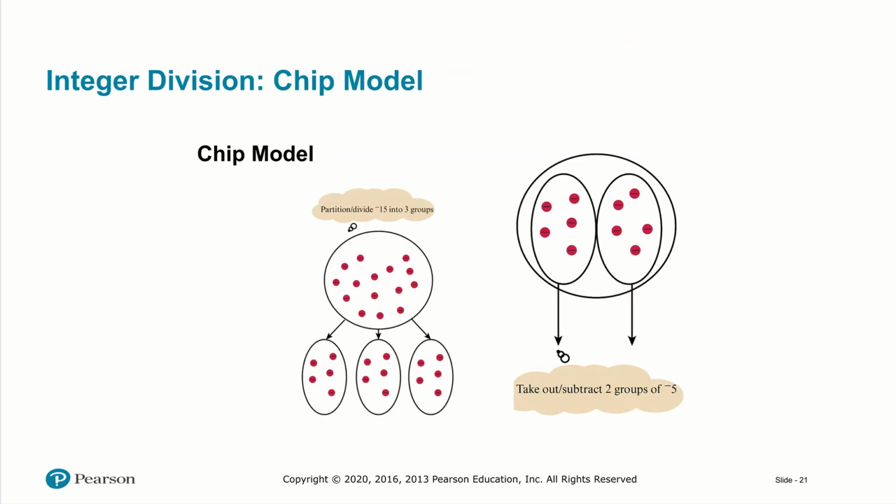All right, now we want to look at division a bit. Now for integer division, as usual, we'll start with the chip model. Let's say we want to divide negative 15 by 3. So we're going to start with a group of all red chips. How many of them? 15 of them, representing negative 15. We're going to split them up into 3 equal parts. There'll be 5 of those negative chips in each. So basically, we see that the quotient of negative 15 and 3 is going to be negative 5.